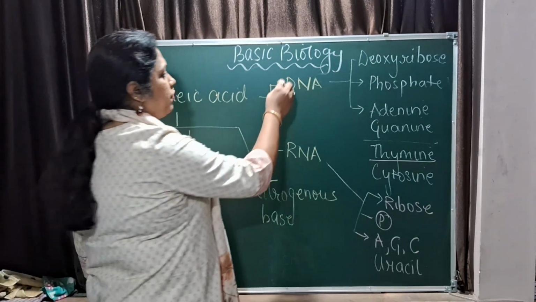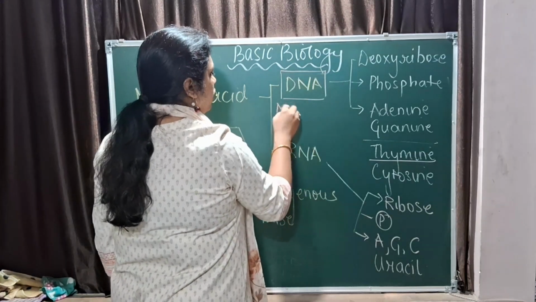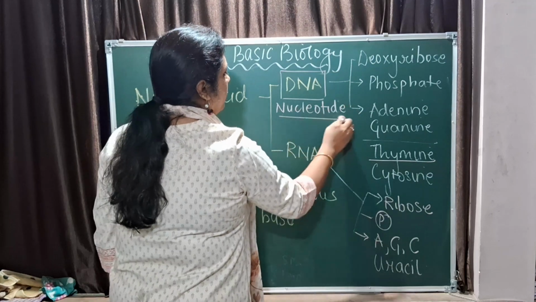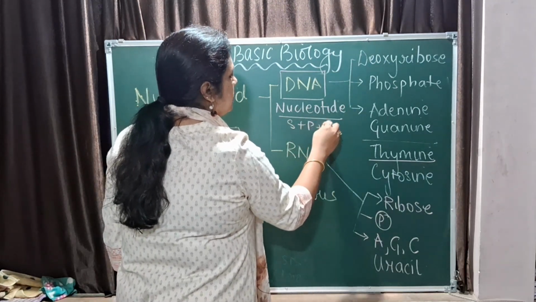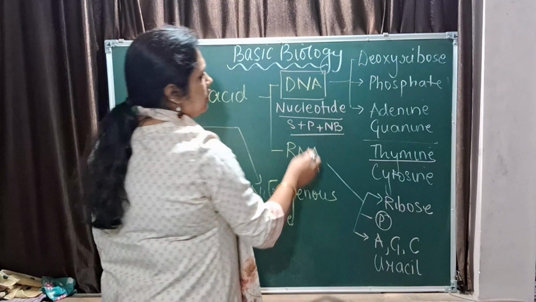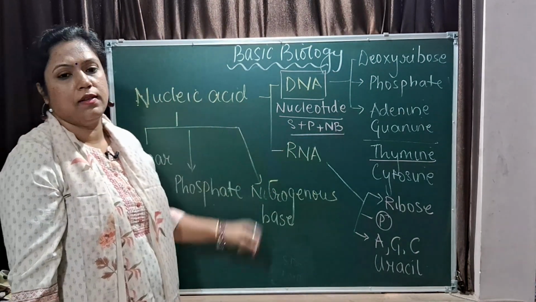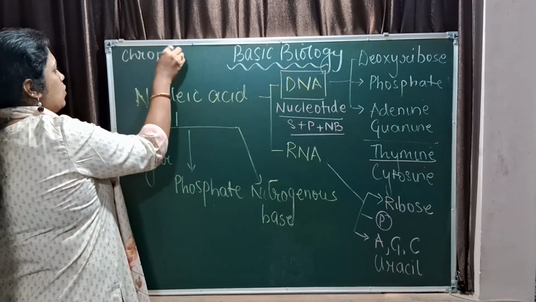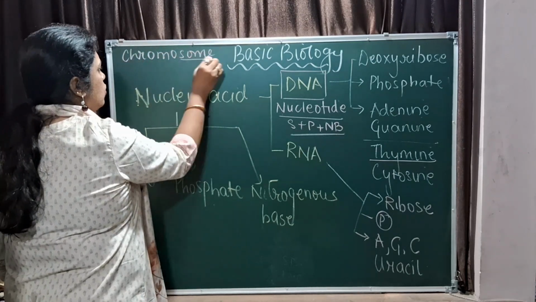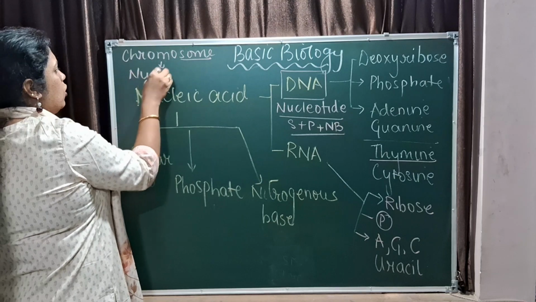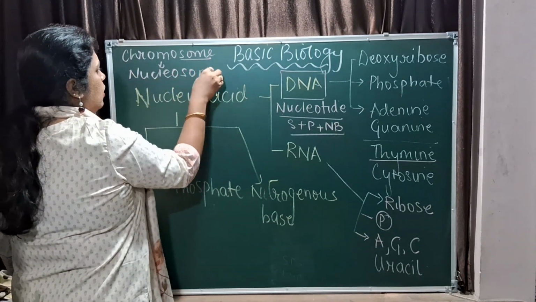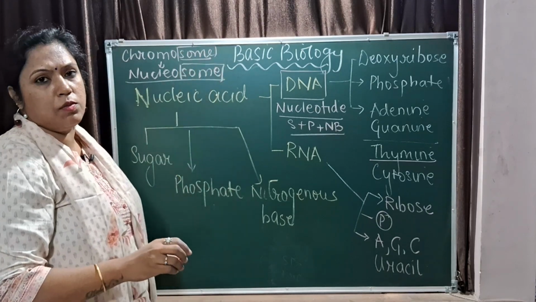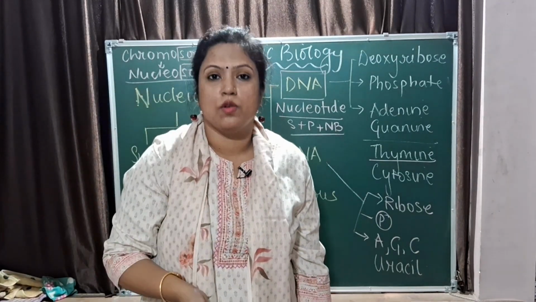The basic unit of DNA is a nucleotide. What is a nucleotide? Sugar plus phosphate plus nitrogenous base. Okay, nucleotide. And what is the unit of chromosome? Chromosome is nucleosome. What is nucleosome? Nucleosome is DNA plus histone proteins.